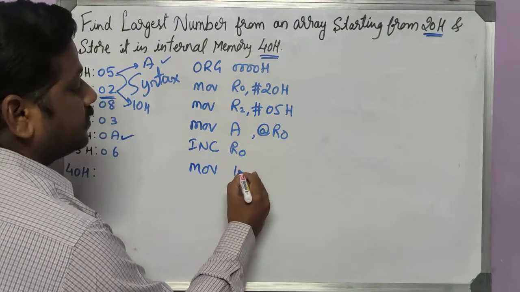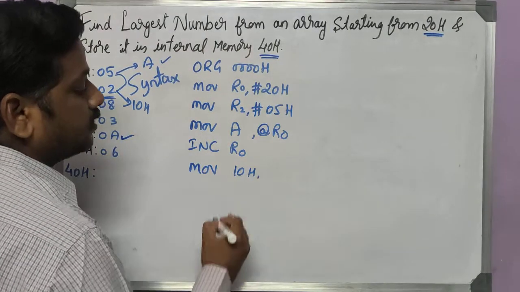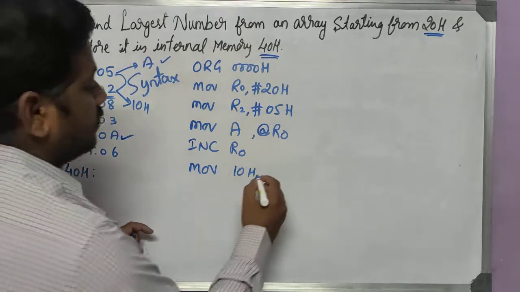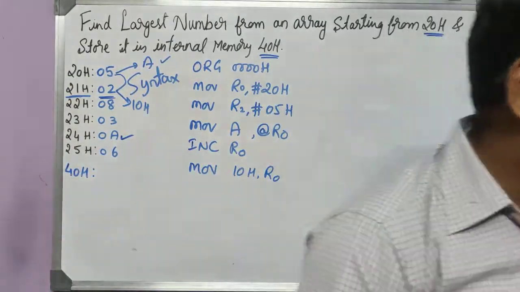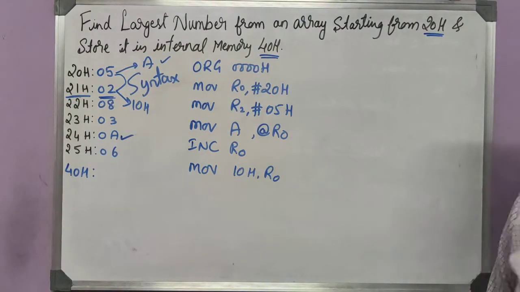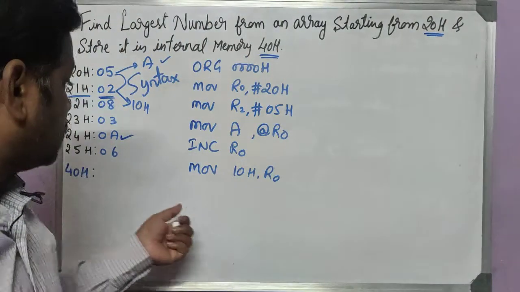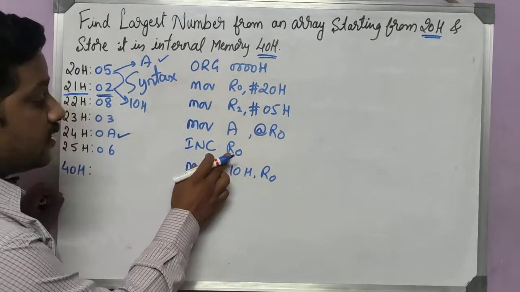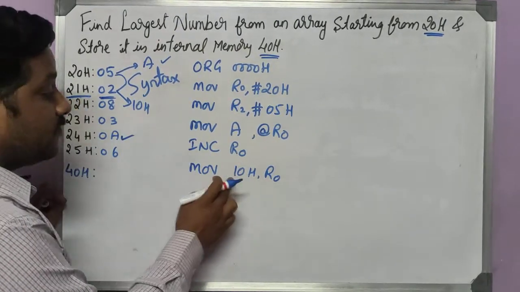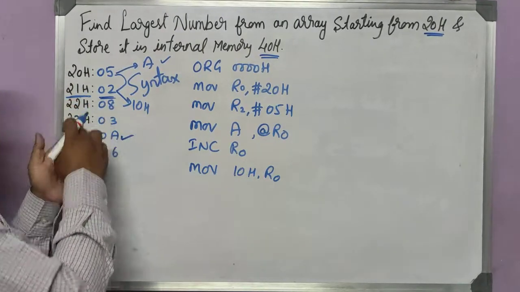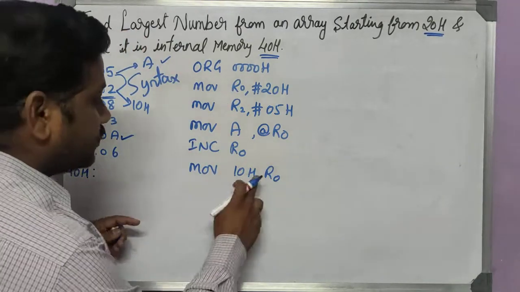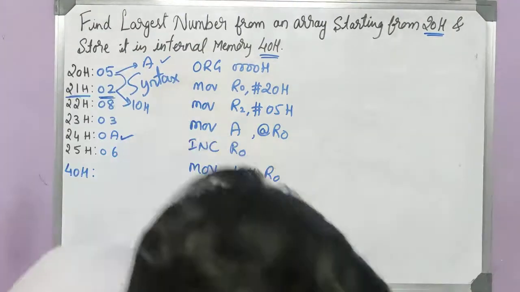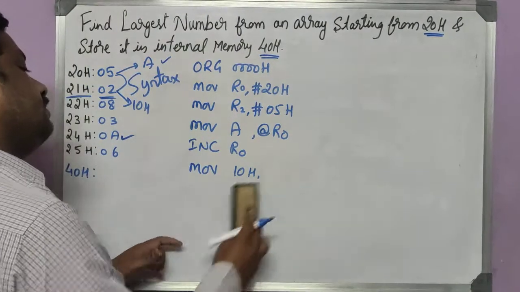So we can write it like this: MOV 10H, R0. But when you write MOV 10H, R0, we get the number in R0, which is 21. But I want what is there at R0, the data at address 21. So we should write it as MOV 10H, @R0.